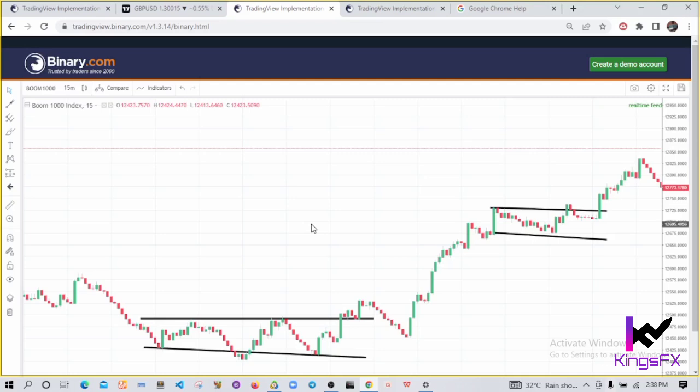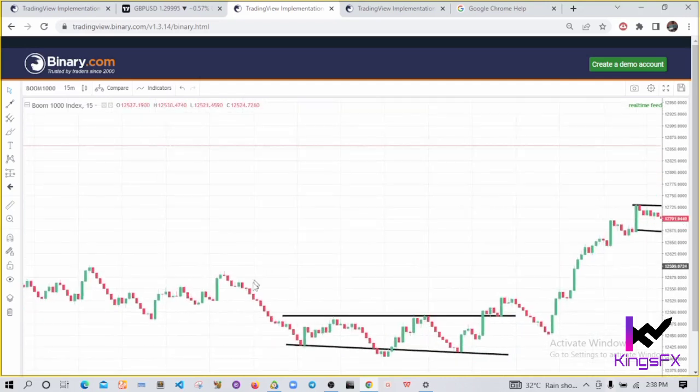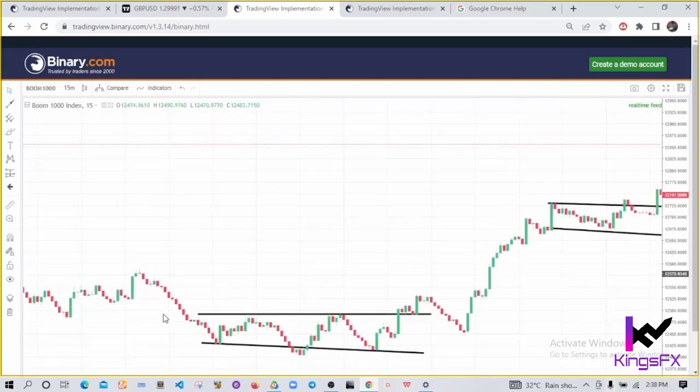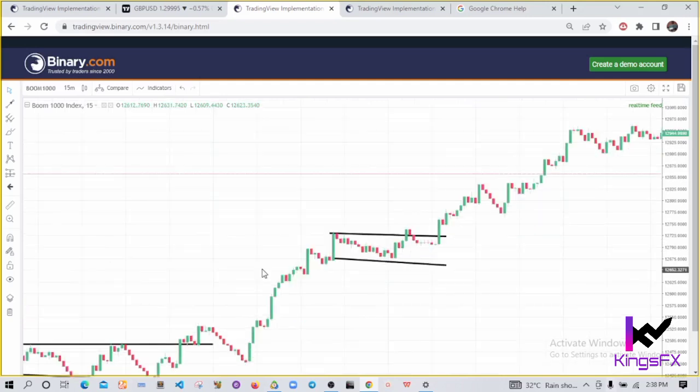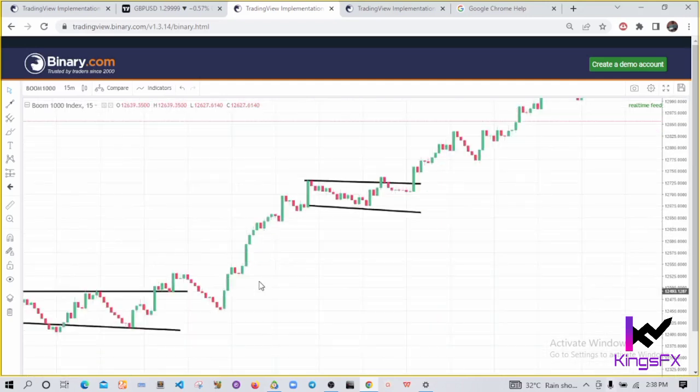If you are using it on boom and crash, use a higher time frame like 15 minutes, 30 minutes, 1 hour time frame. Okay, but if you are using it on volatility, you can use it on 5-minute time frame and above. You can use it also on currency pairs. Okay, base pattern. You can see here the price is kind of trending. The price is trending up at this point.